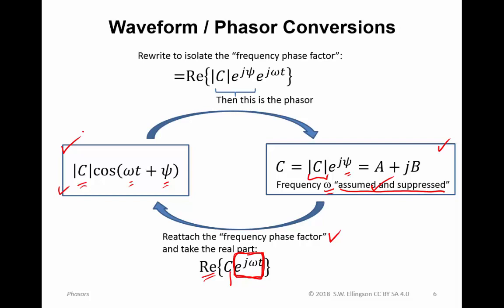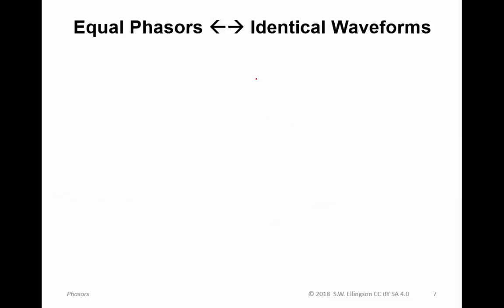To go in the other direction, from a sinusoidal waveform to a phasor, what we do is we figure out how to write the sinusoidal waveform in the form real part, magnitude of c, e to the j psi, e to the j omega t. And then this part is the phasor, the magnitude of c, e to the j psi.